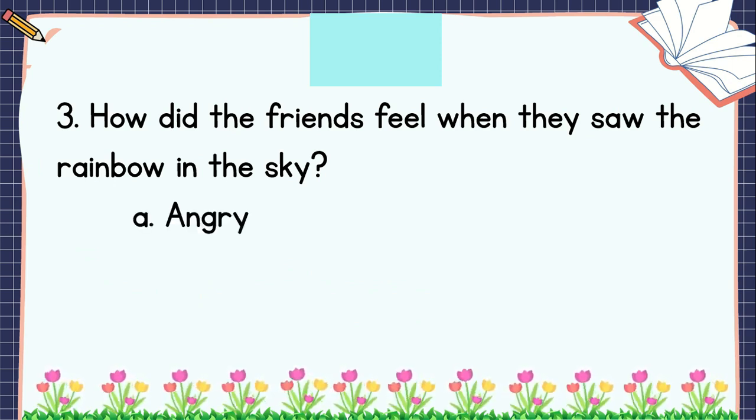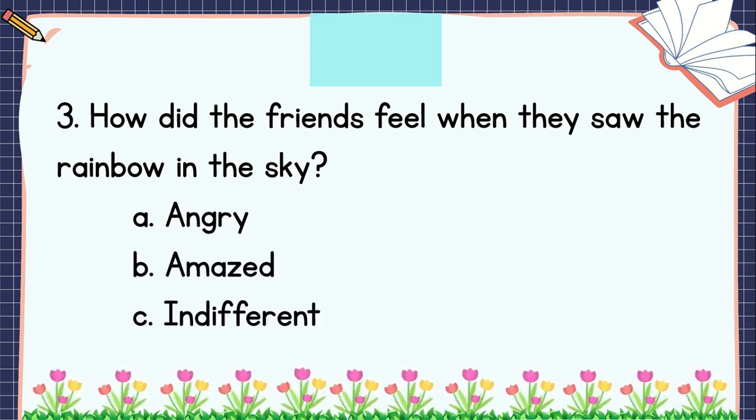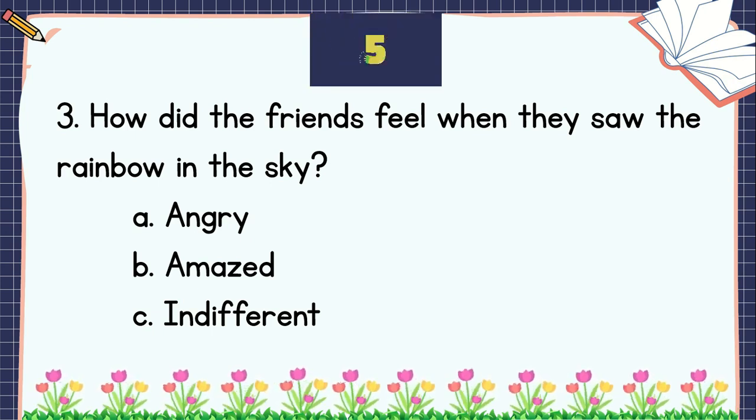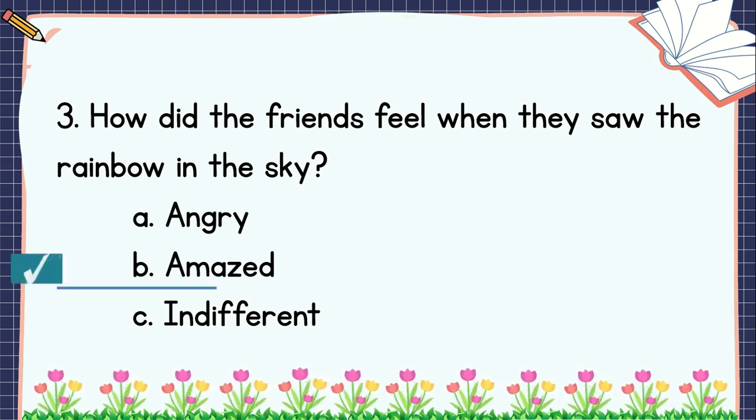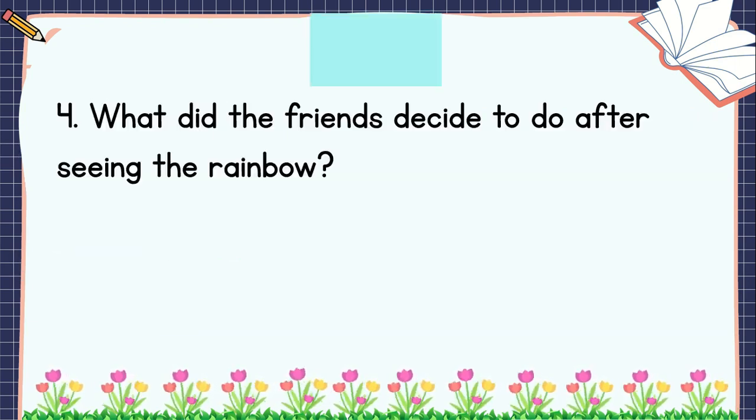A. Angry. B. Amazed. C. Indifferent. You're right. The correct answer is letter B. Amazed. Number 4. What did the friends decide to do after seeing the rainbow?